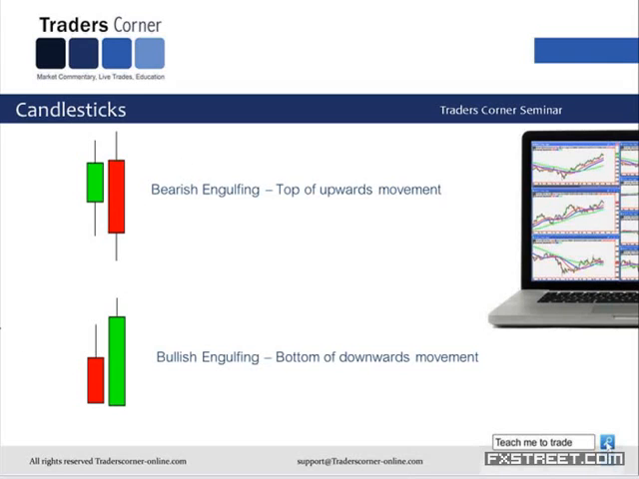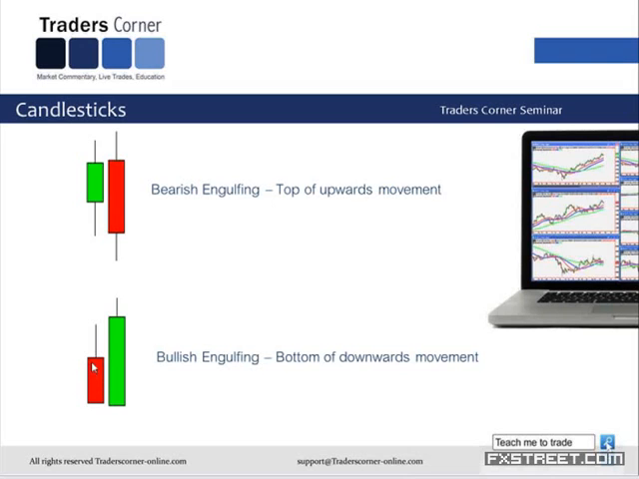And you want to see this at the top of an upwards movement. So the market's been moving upwards. It comes to a resistance level. You get that bullish candle there. Immediately after that bullish candle, the bears get involved. They say, no way. The sellers are in control here. We're going to sell it back down. You get a big candle like that there, and you're looking to jump on the bandwagon. You're looking to sell it there as well.